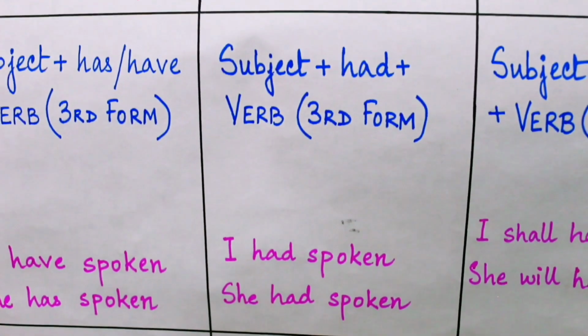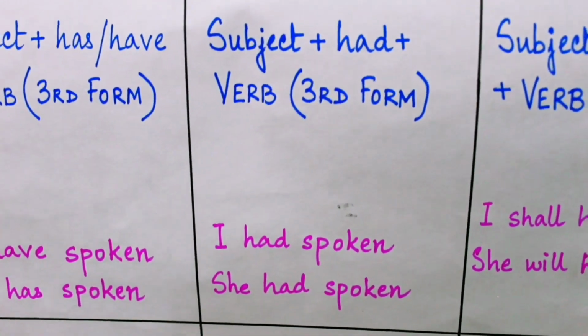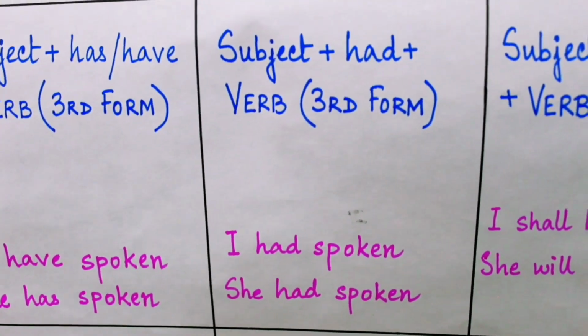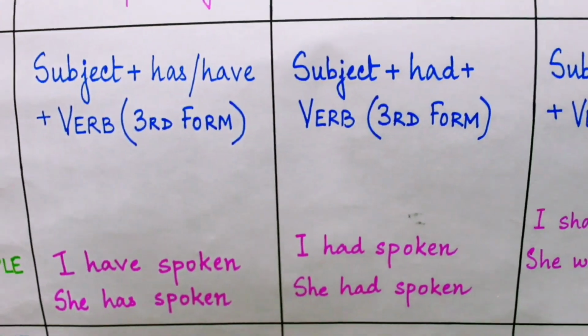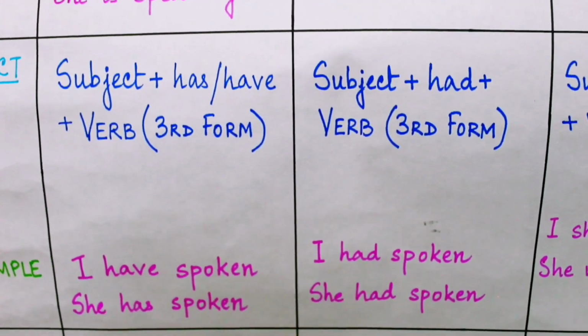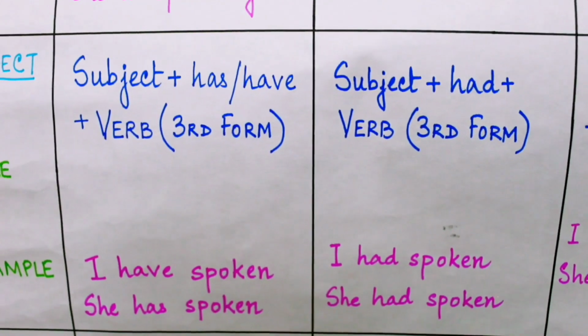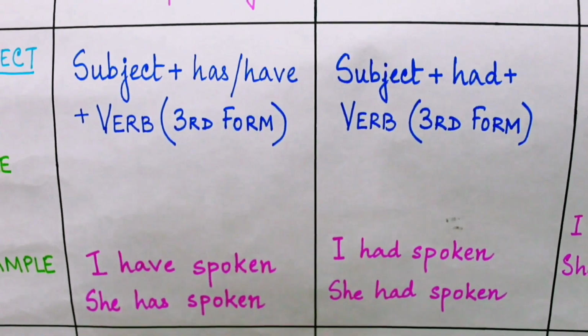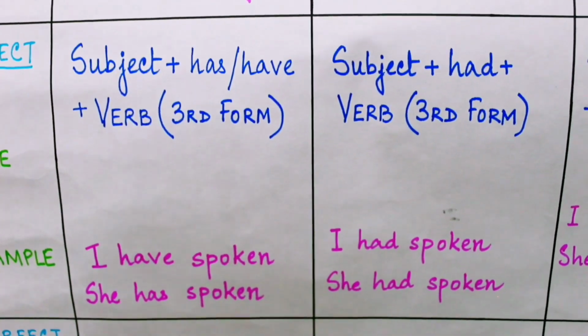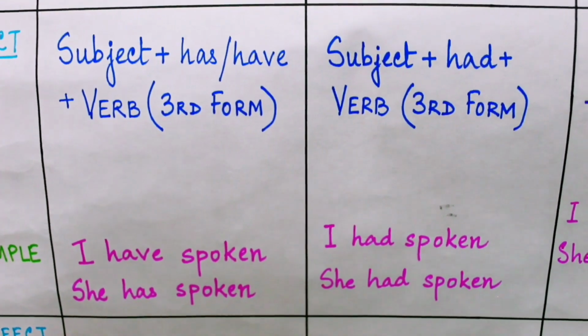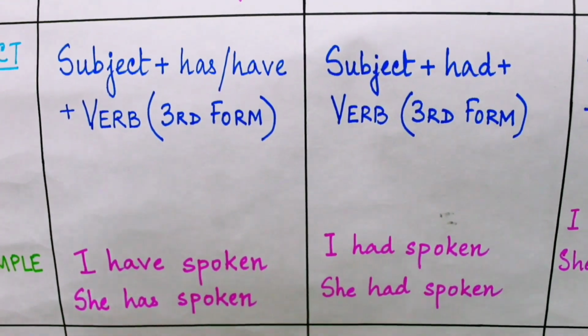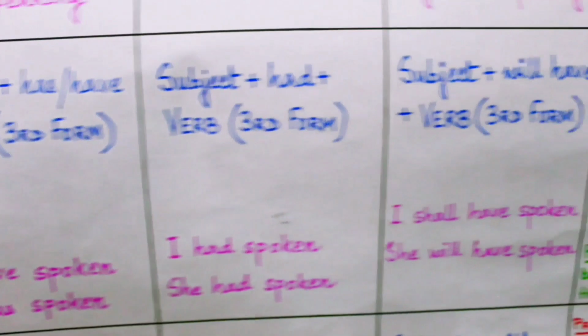Next is the past perfect tense. Subject plus had plus verb in its third form. Here also, like in the previous one, the subject and the verb form remain the same. The has or have becomes had in the past tense. Had will go with I, she, singular, plural, any subject.